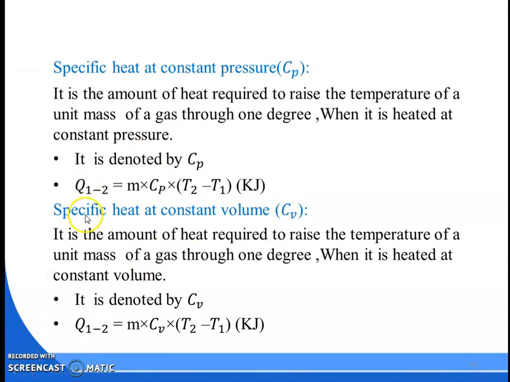Okay. Then we will discuss specific heat at constant volume. How do you define specific heat at constant volume? It is the amount of heat required to raise the temperature of unit mass of a substance through 1 degree when it is heated at constant volume. It is denoted by Cv. Then for a process 1 to 2, Q is equal to m Cv dT, specific heat at constant volume into dT. dT means the change in temperature from T1 to T2. The heat unit is kilojoule.